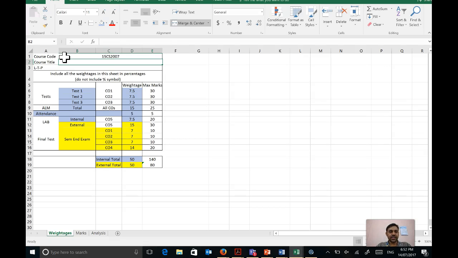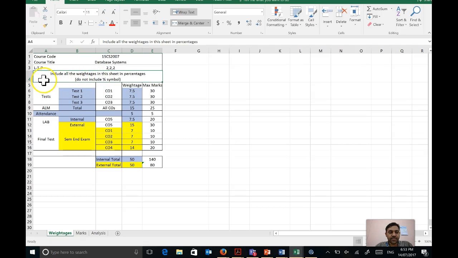15CS2007, and then enter the course title, Database Systems. The LTP structure is 222. Now 222 has a bit of a strange problem: it takes that as a date, so I would rather tell you to enter it with a bit more spacing. Just 2 comma 2 comma 2. That tells us it's 2 lecture, 2 tutorial and 2 practical hours.